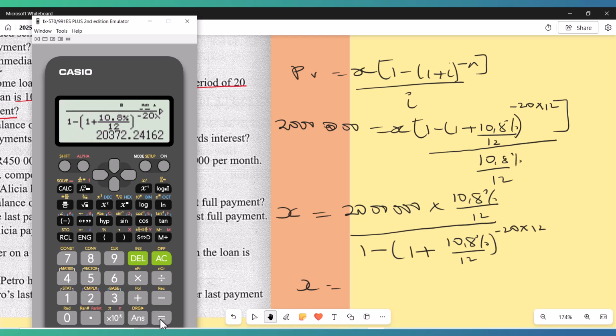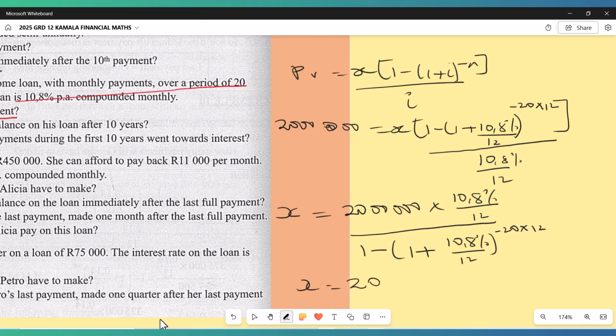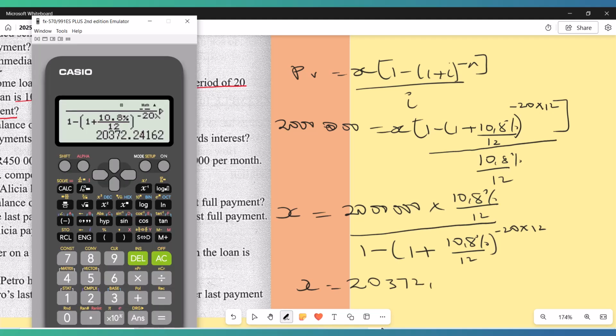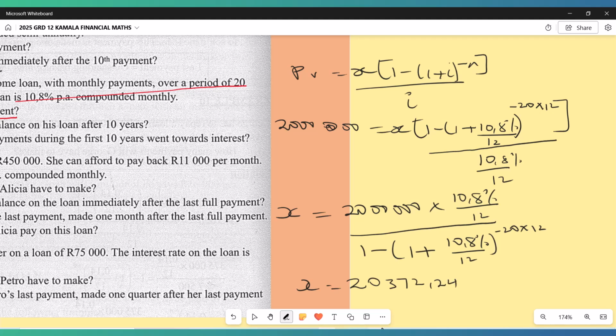All right, so the monthly payment is actually 20,372, and how many cents? 2.24. So this is the monthly payment.